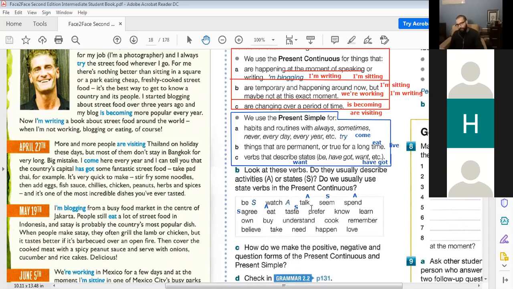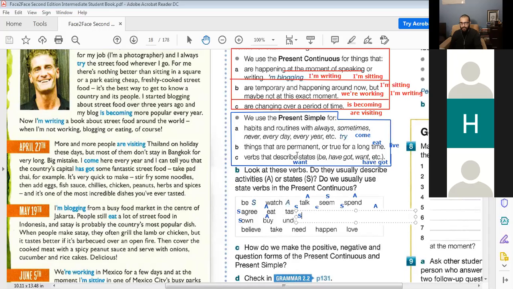I think state. What about know? State. What about learn? Activity. I'm learning English. Yeah, it's an activity. What about own? I think state. Buy? Activity. Understand? State. Okay. One by one.